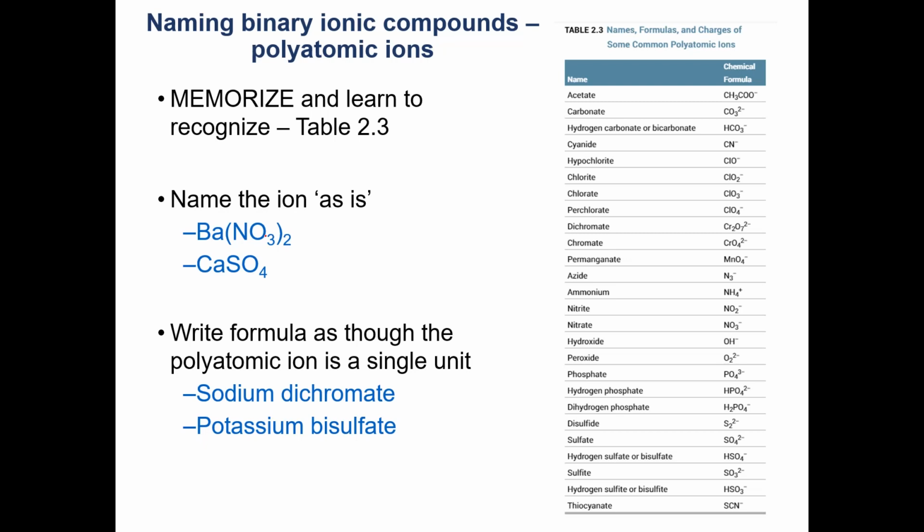Now, you only need parentheses if you have more than one of the ions. So, for example, if you look at CaSO4 here, this only has one of the sulfate ions, so we would not put parentheses around it.